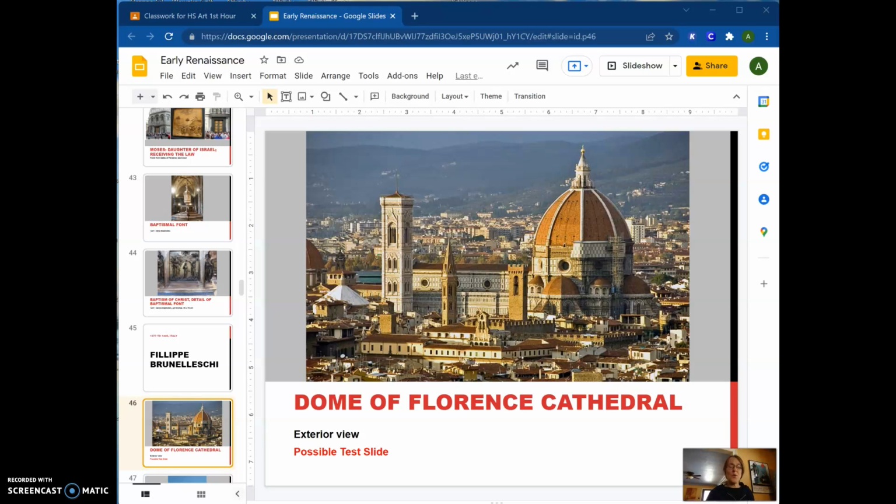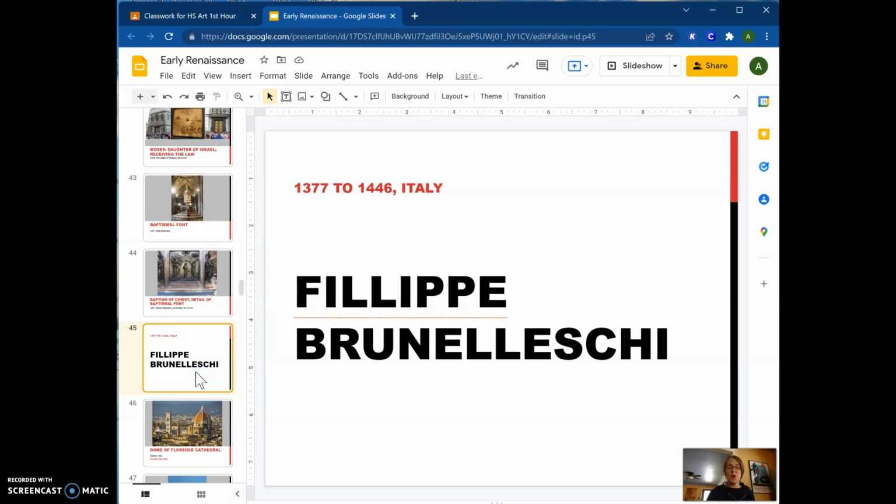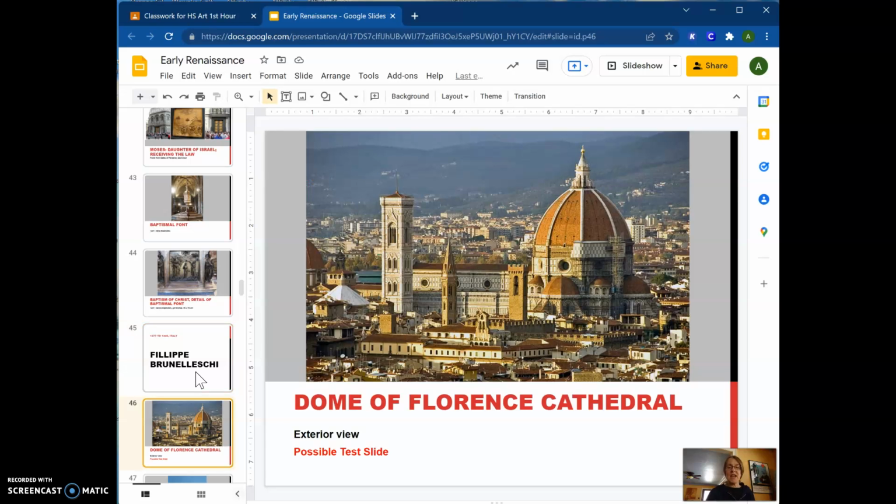All right, now this slide you'll write 5 facts about. Number 1, the artist is Filippo Brunelleschi. Brunelleschi created this dome after spending time learning about ancient Roman construction. He looked at a simple number of ratios, 1 to 2 and 1 to 3. He also used shapes like circles and squares in his building plans. And he constructed round rather than Gothic arches as well.